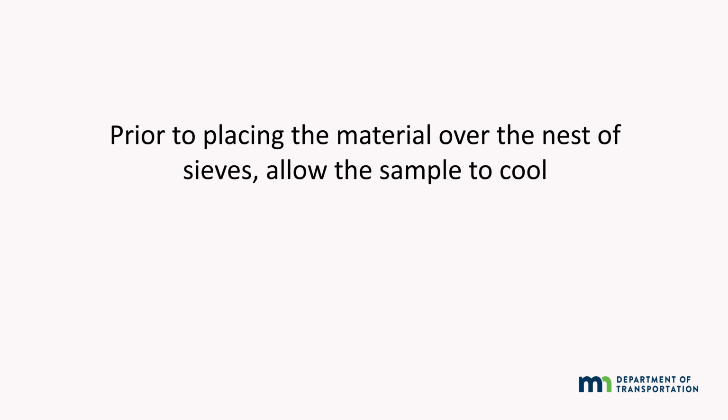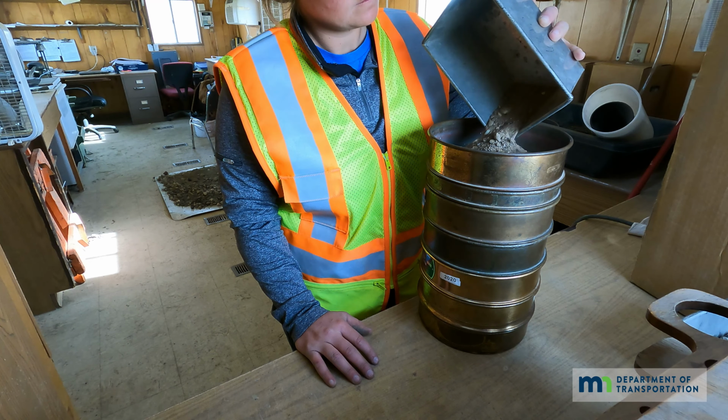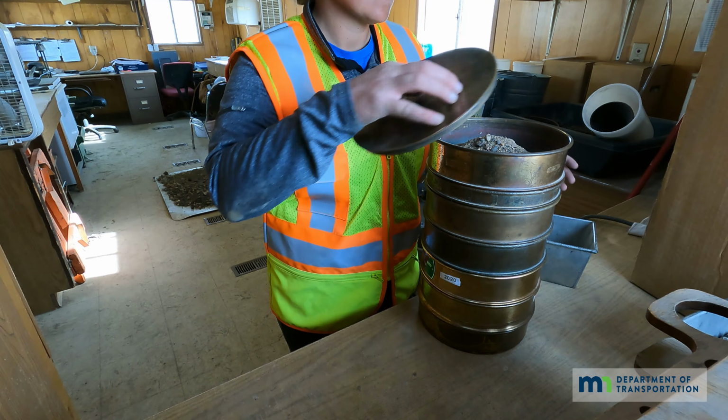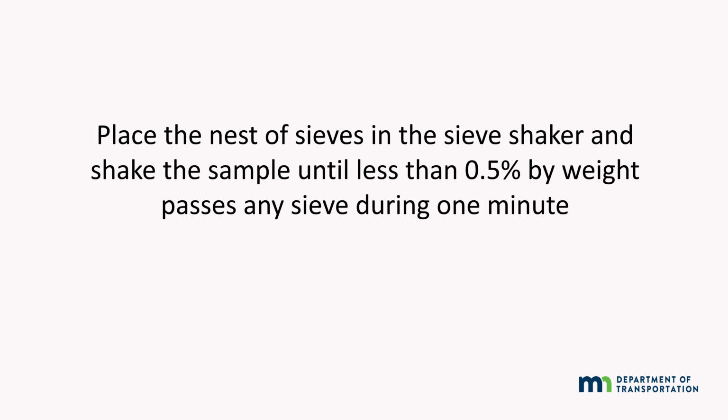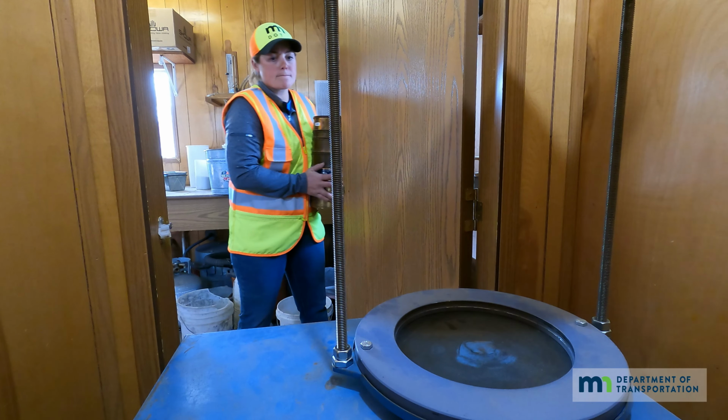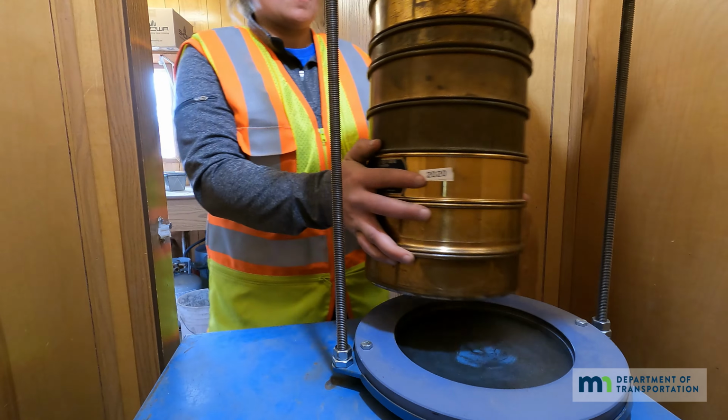Prior to placing the material over the nest of fine sieves, allow the sample to cool. Place the cooled sample over the nest of fine sieves. Place the nest of sieves in the sieve shaker and shake the sample until less than 0.5% by weight passes any sieve during a minute. When using a mechanical shaker, sieving time should be at least 7 minutes.